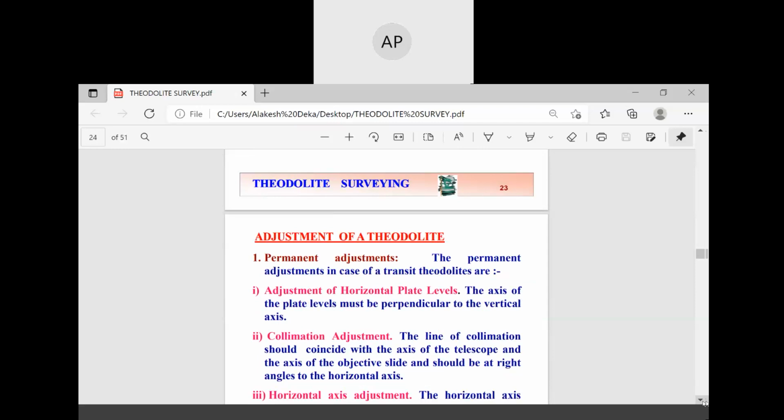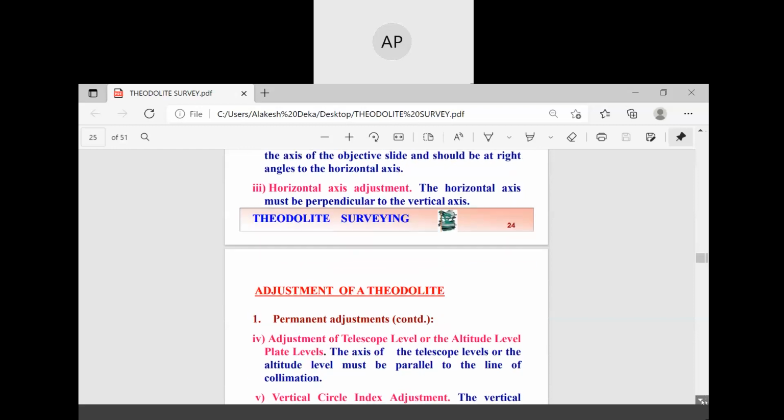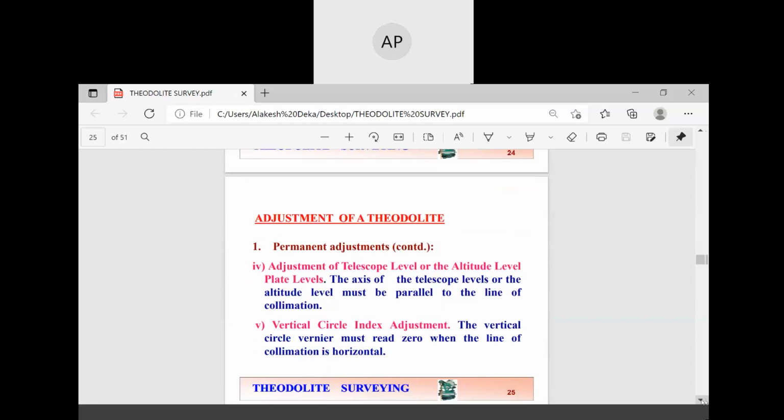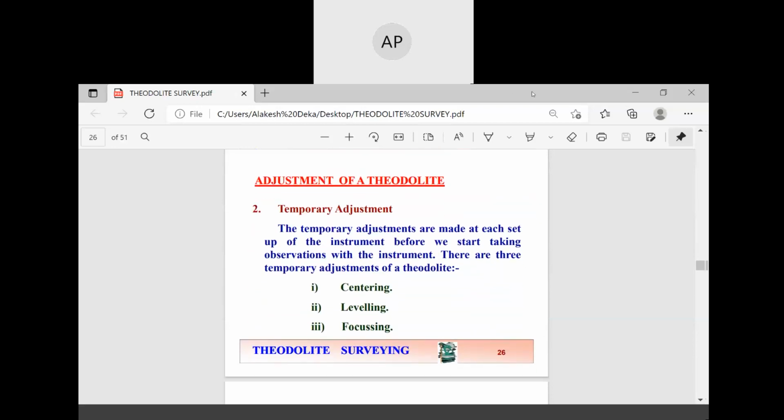Adjustment of a theodolite, permanent adjustment. How can you do permanent adjustment? Adjusting horizontal plate level, collimation adjustment, horizontal axis adjustment, adjustment of telescope level or altitude level, vertical circle index adjustment. And temporary adjustment: what are the temporary adjustments? Centering, leveling, and focusing.